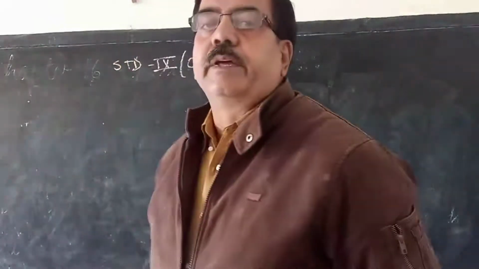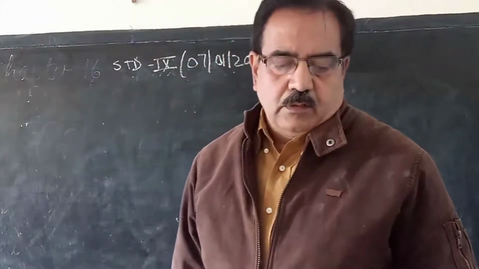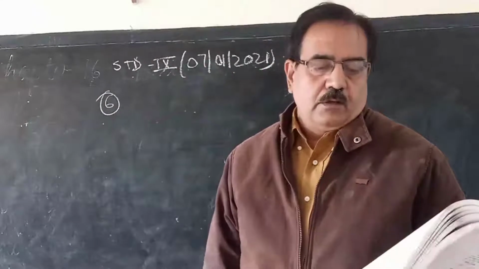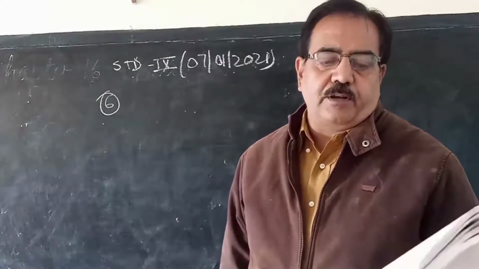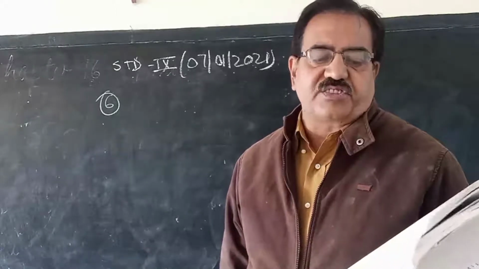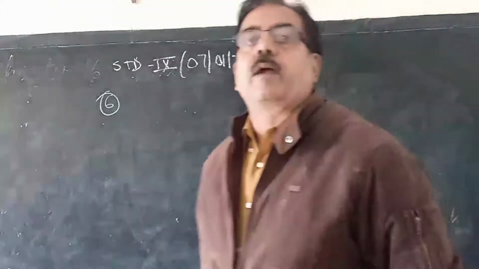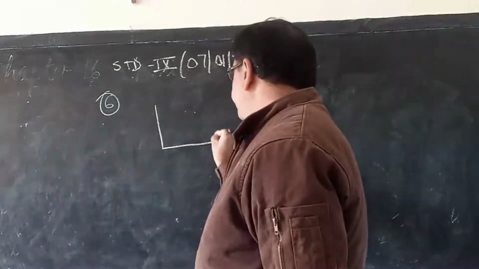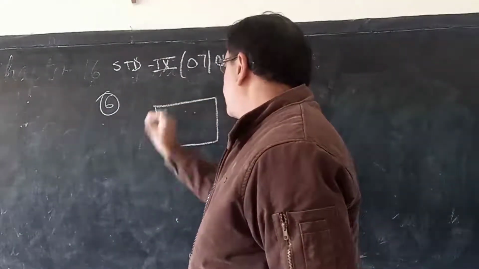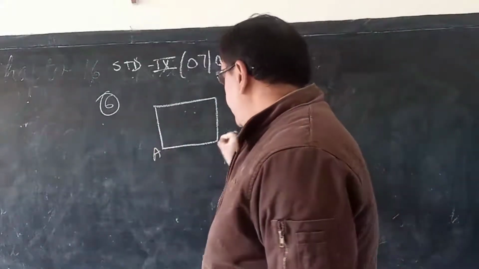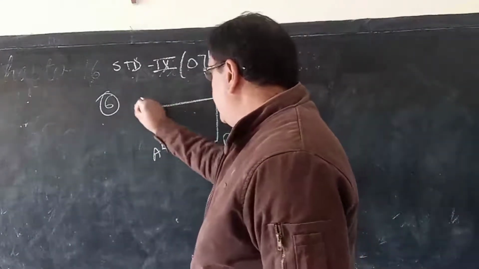So first question today, question number 6. Show that the quadrilateral formed by joining the midpoints of the adjacent sides of a square is also a square. Let this be a square. The square means all sides are equal. Let it be A, B, C, D.